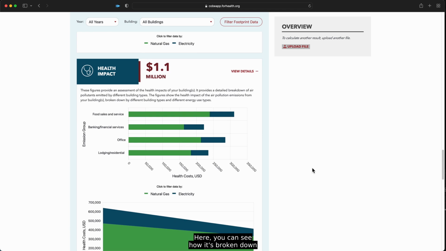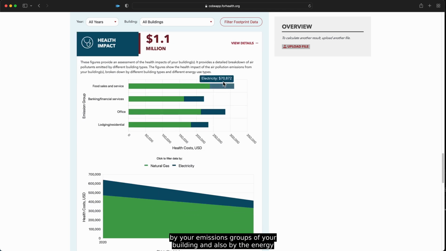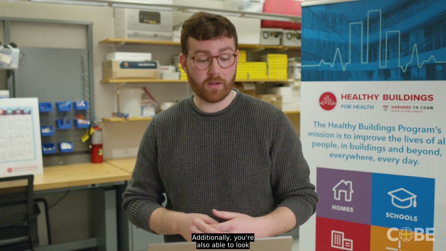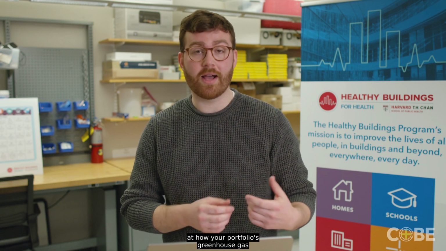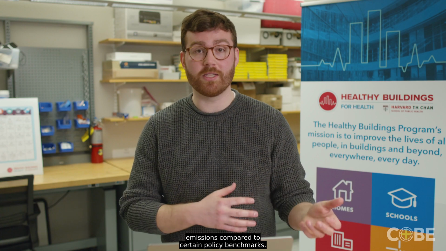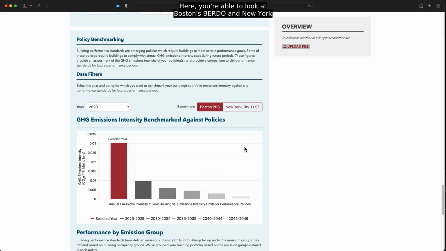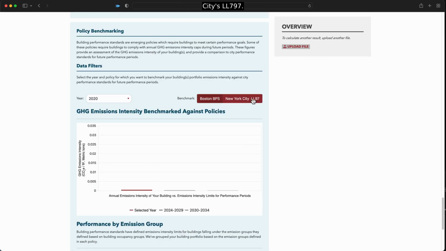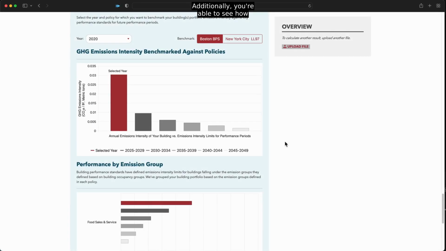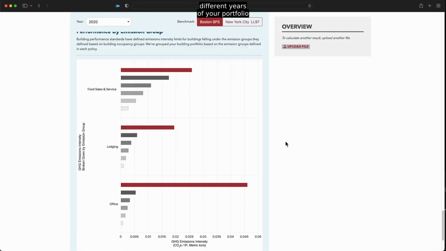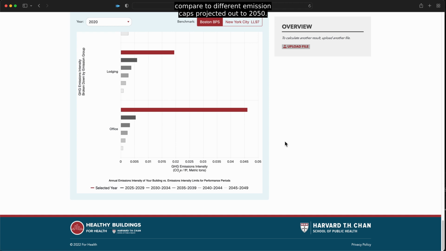Here, you can see how it's broken down by your emissions groups of your building and also by the energy uses that you have. Additionally, you're also able to look at how your portfolio's greenhouse gas emissions compare to certain policy benchmarkings. Here, you're able to look at Boston's BERDO and New York City's LO97. Additionally, you're able to see how different years of your portfolio compare to different emission caps projected out to 2050.